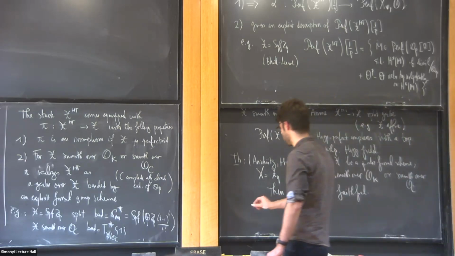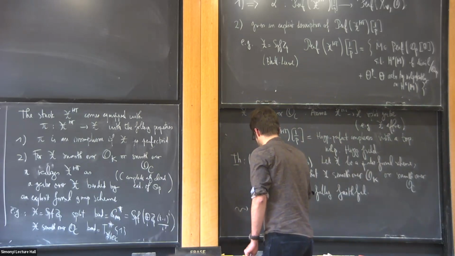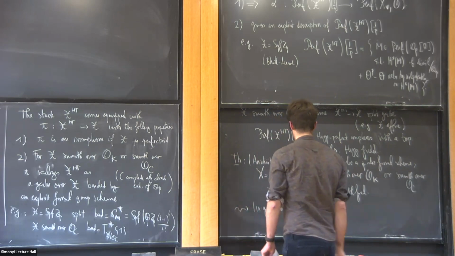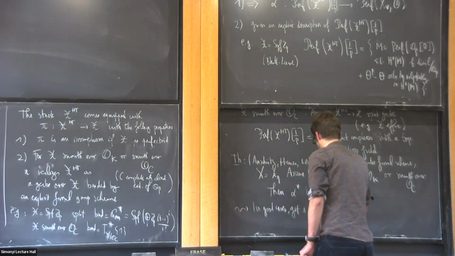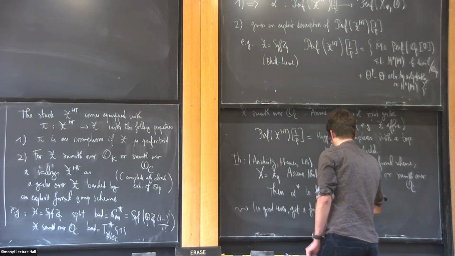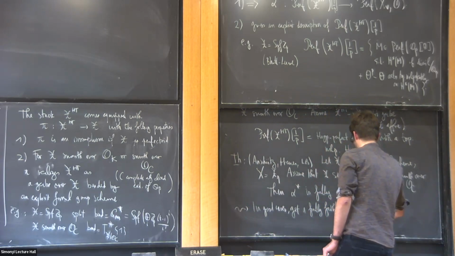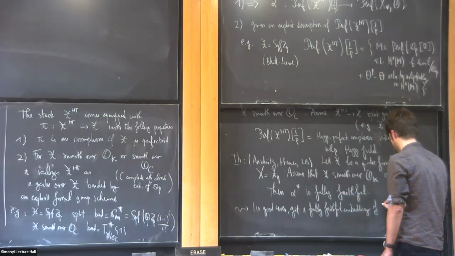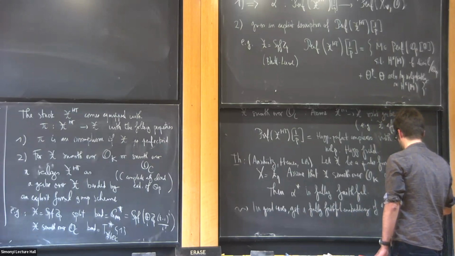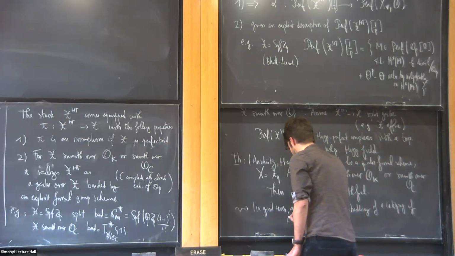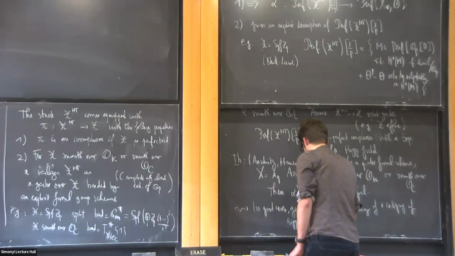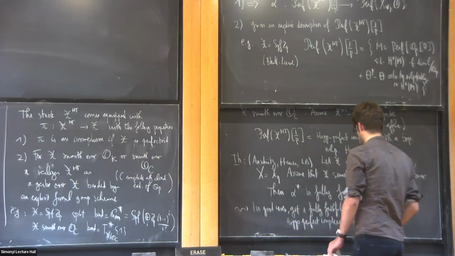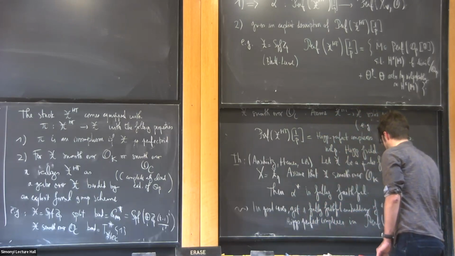So as a consequence of this, you see that in good cases, you get a fully faithful embedding of a certain category of Higgs perfect complexes into the category of perfect complexes on the B side of the Higgs.